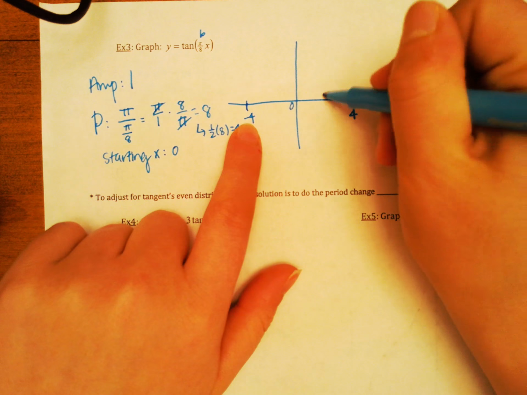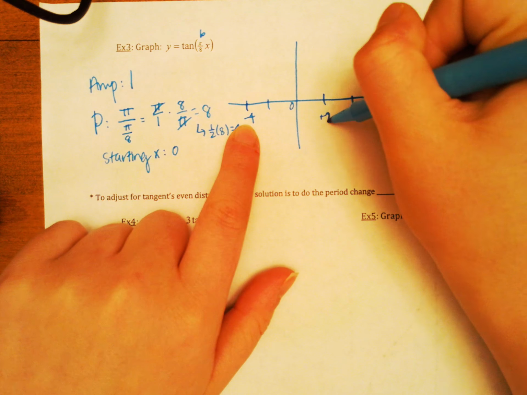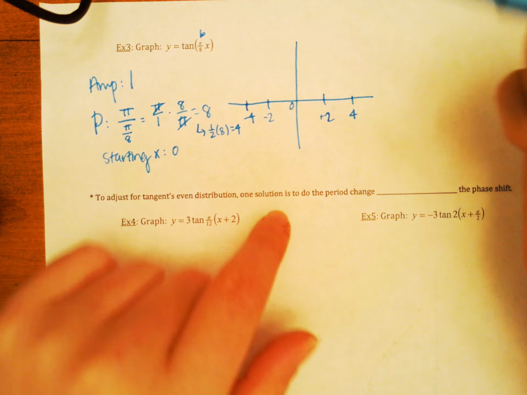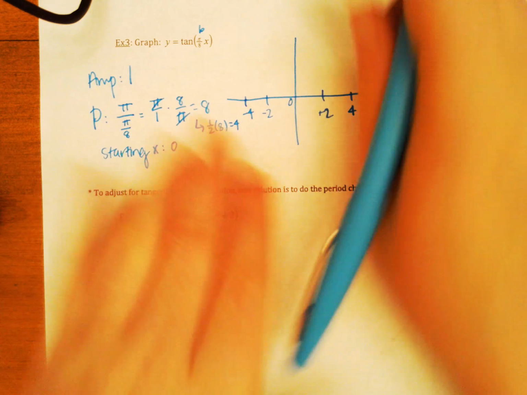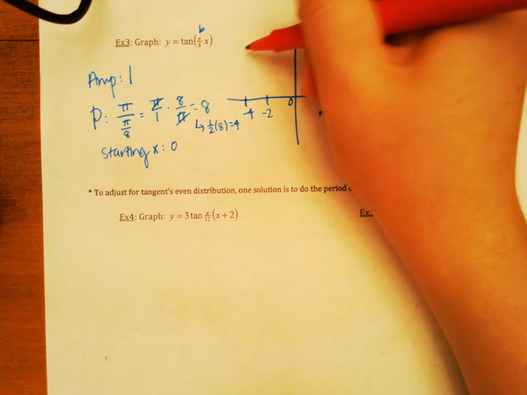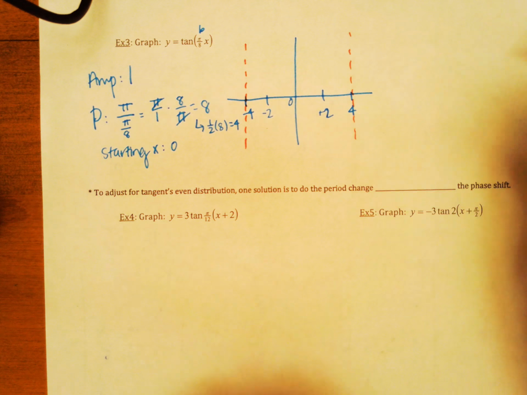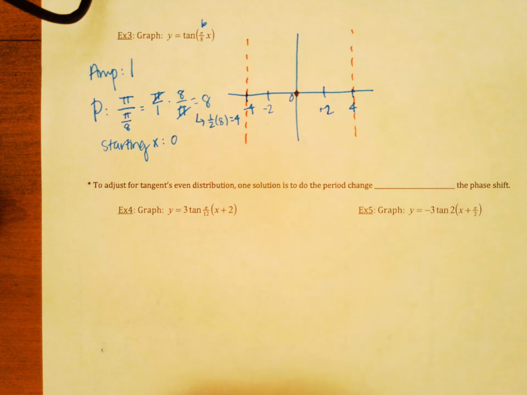After that, though, we graph kind of the same way. So we find the average, we get positive 2. We find the average over here, we get negative 2. And then just like cotangent, our asymptotes are surrounding it. So we have an asymptote, I'll use a different color. I have an asymptote at negative 4. I have an asymptote at 4. I have a 0 in the middle, same as cotangent.